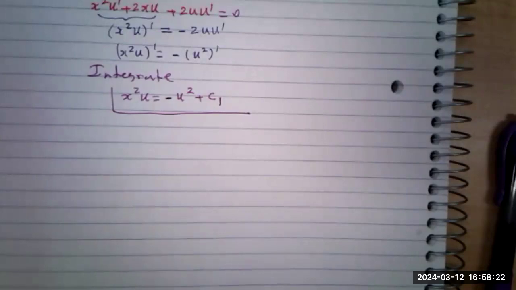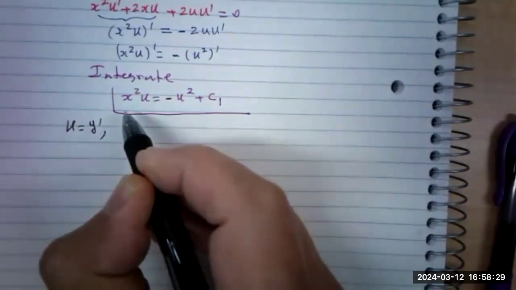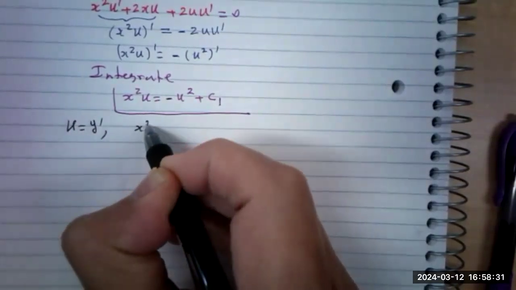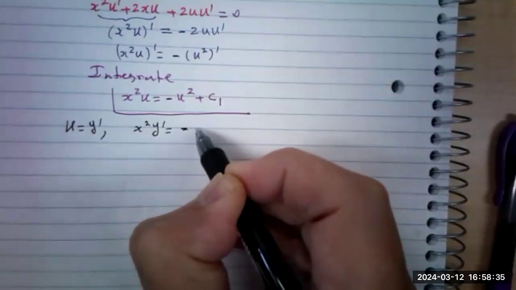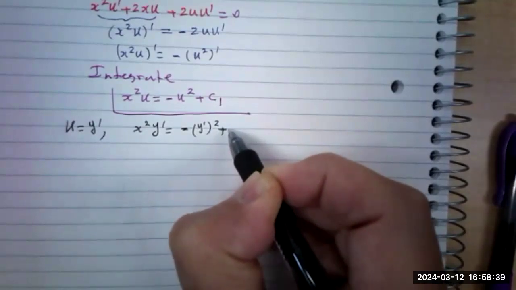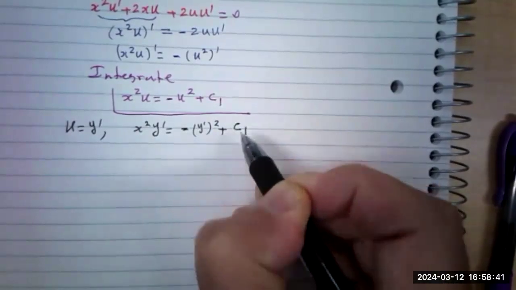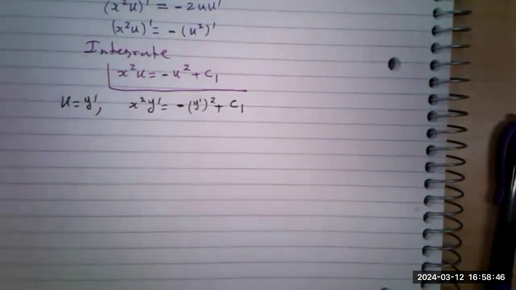Okay, so change it to the y prime. So u is equal to y prime. So it's going to be x squared y prime, and this is going to be negative y prime squared plus c1. See, this is the equation that you have to work on. Now you better apply your initial condition to make it easier to handle.